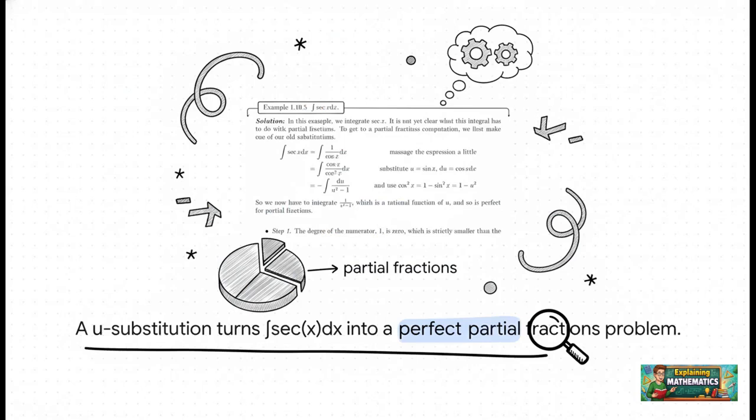Well, check this out. Take the integral of secant of x. It's a standard trig integral, but it's famous for being a pain to remember. But with a really clever u substitution, letting u equal sine of x, the entire problem magically transforms into the integral of 1 over 1 minus u squared. And what is that? It's a rational function. It's a perfect candidate for partial fractions. It's just an amazing, totally unexpected connection.